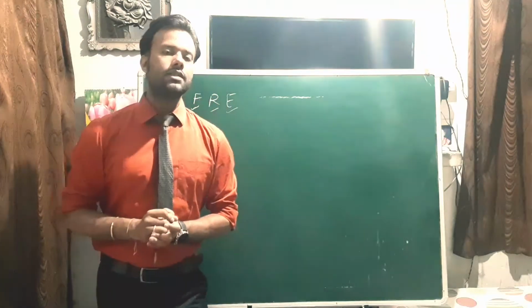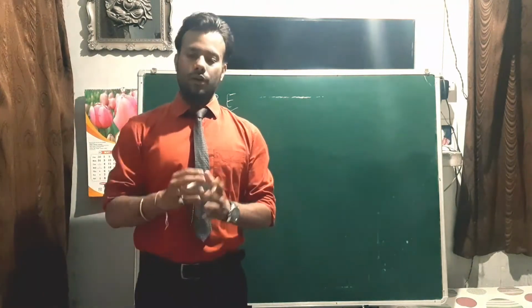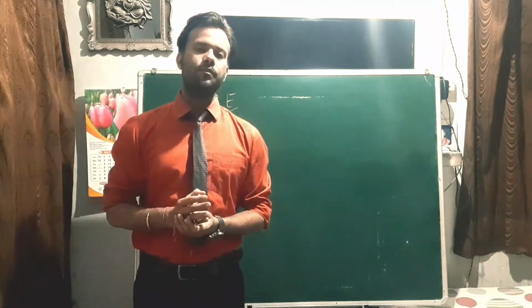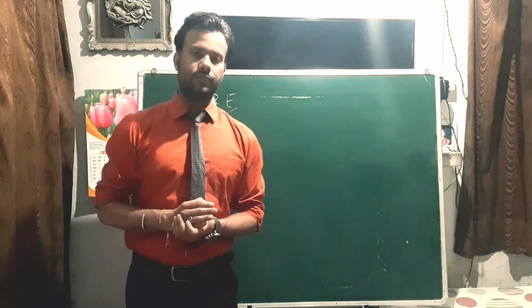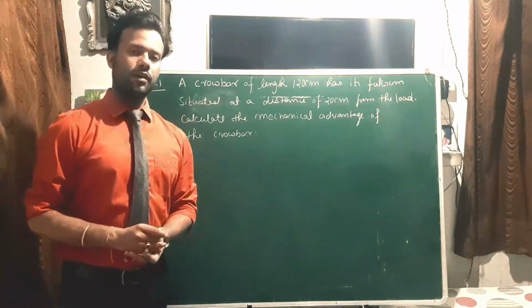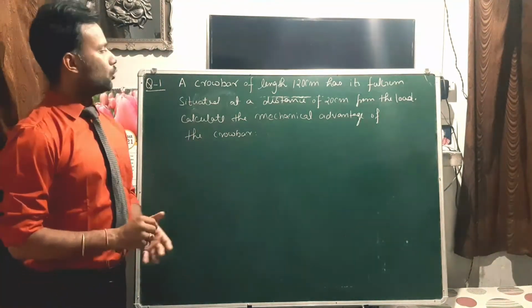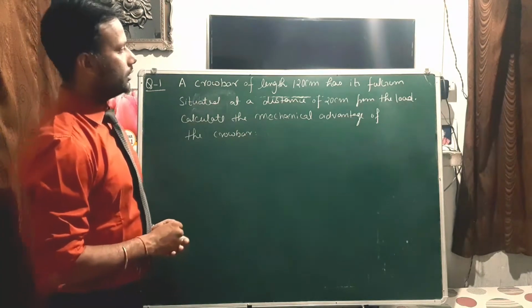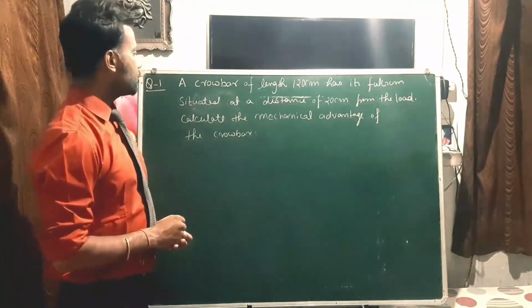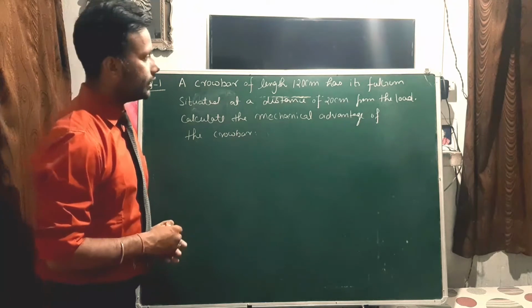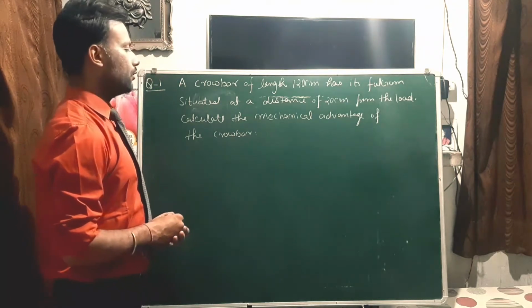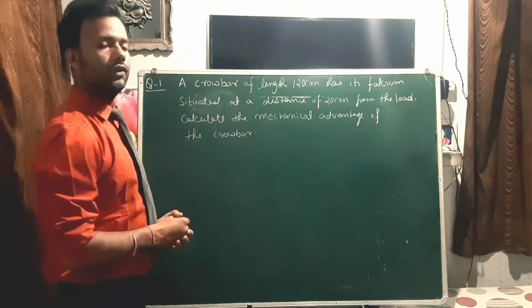Now today we will discuss some numerical problems from this chapter, from the topic lever. So let's do the first numerical. This is the first numerical problem. It says a crowbar of length 120 centimeter has its fulcrum situated at a distance of 20 centimeter from the load. Calculate the mechanical advantage of the crowbar.